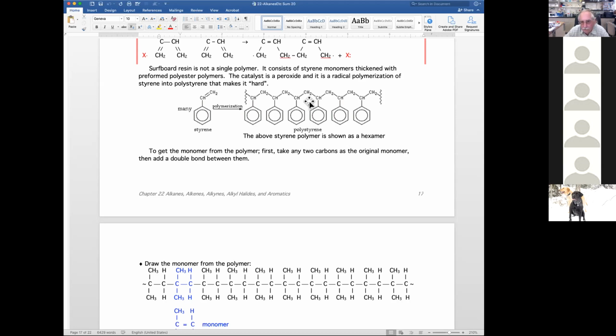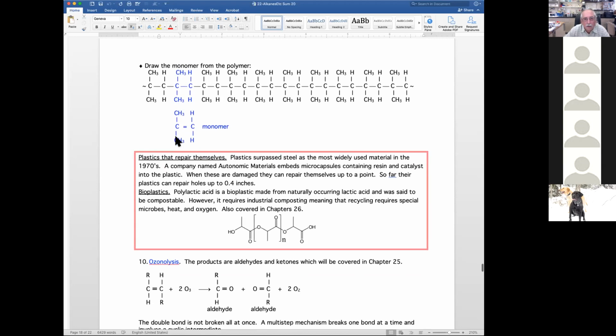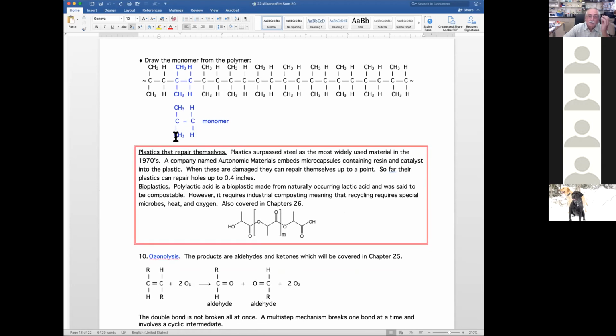So all you have to do is ask, what is the repeating unit over here? This would be the repeating unit, right? So you just pull it out, and then you got to put a double bond in there somewhere. That's it. If I had to figure out what the monomer is from this polymer, what is any repeating unit in here? So I take out a repeating unit, just pull it out and put a double bond between it. That's the monomer.